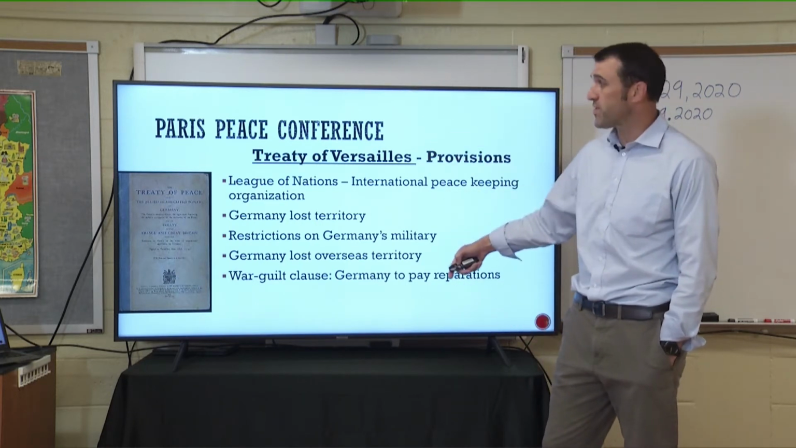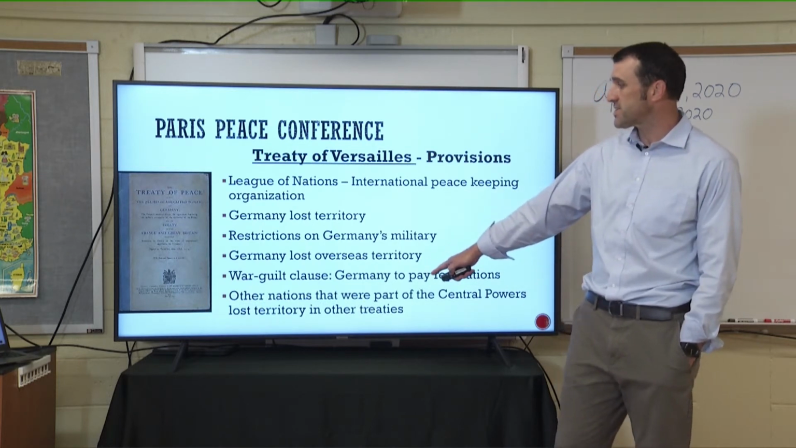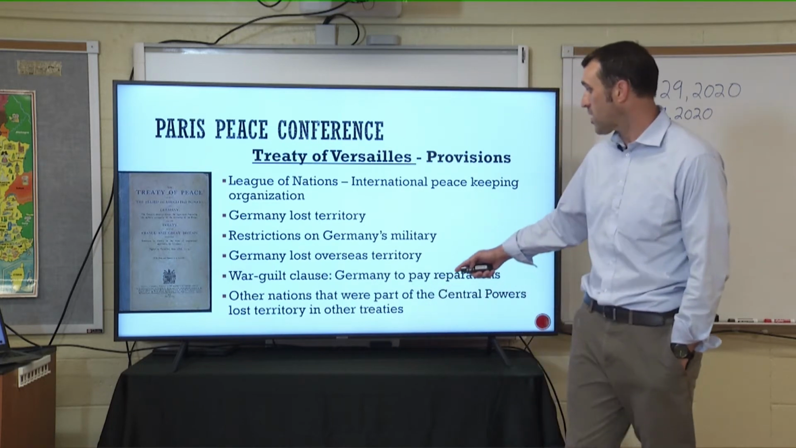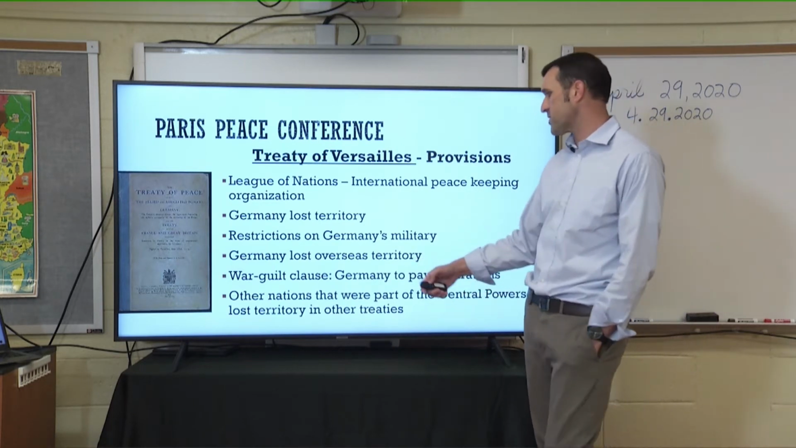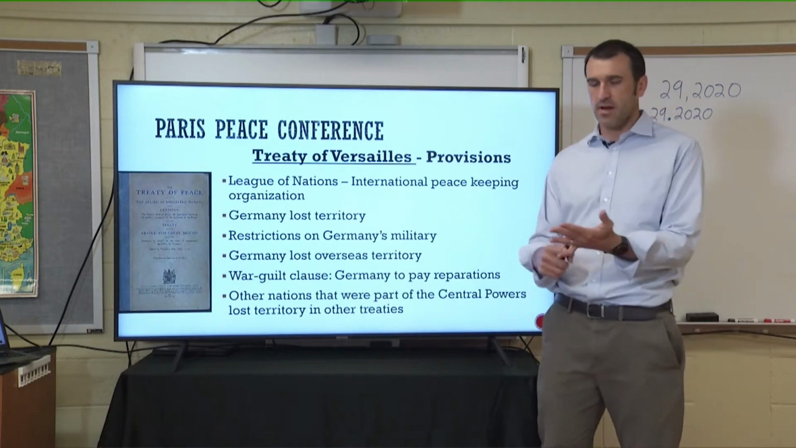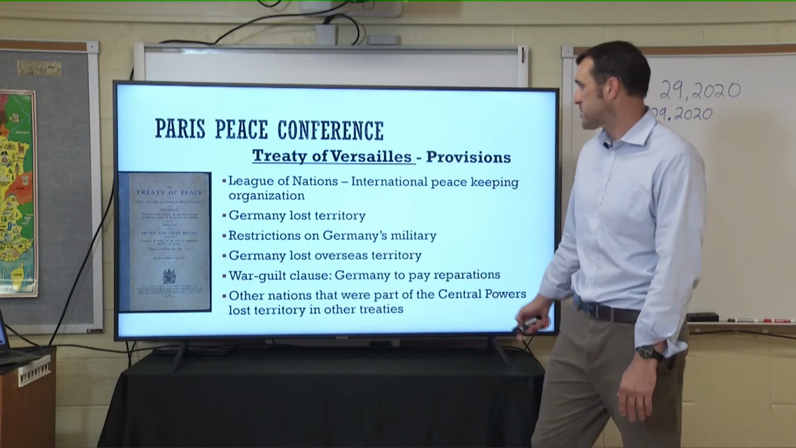So these were the provisions of the Treaty of Versailles. There were several other treaties hammered out. Other nations that were part of the Central Powers lost territory in other treaties, particularly like the Ottoman Empire. Austria-Hungary was completely broken apart, stuff like that.